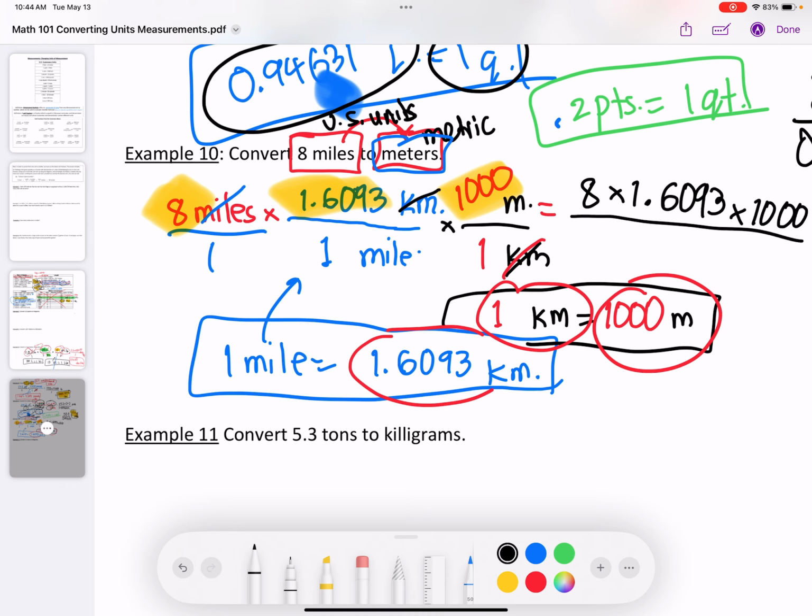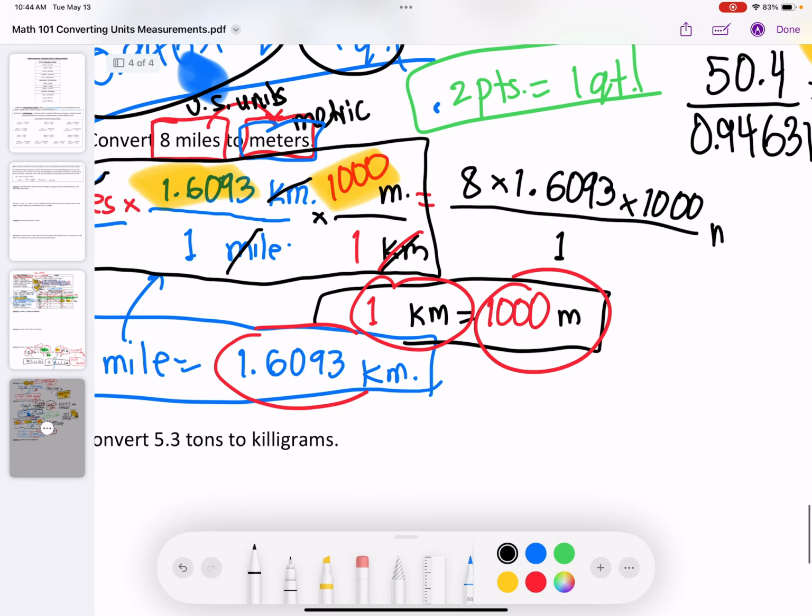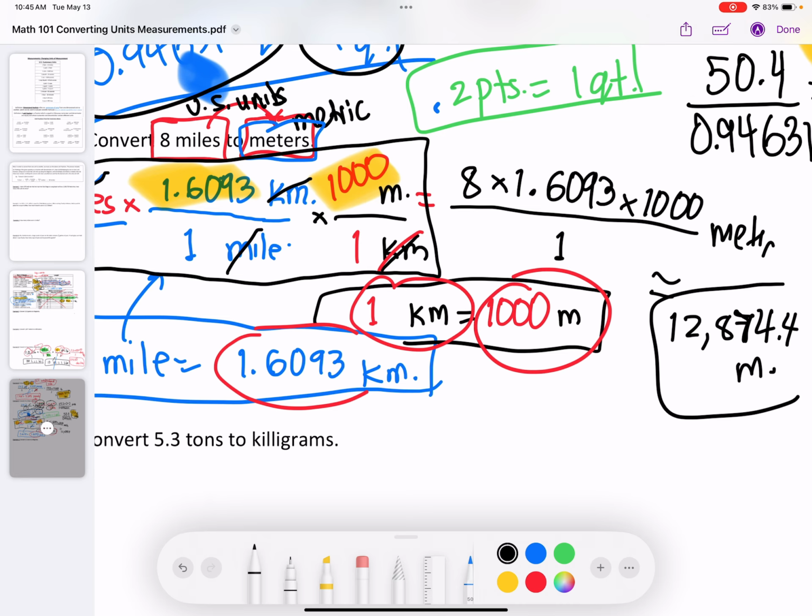Setting it up with all those fractions is really just to make sure the units are right. This is confirming, am I supposed to be multiplying or dividing by something? This is how you're proving it to yourself. The units are canceling, so I know I'm multiplying or dividing correctly as long as the units cancel. But I'd be ending in meters. So, okay, let's see. What are those numbers multiplied together? 8 multiplied by 1.6093, and then multiply that by 1,000. And I get, hopefully I did this right, 12,874.4 meters.